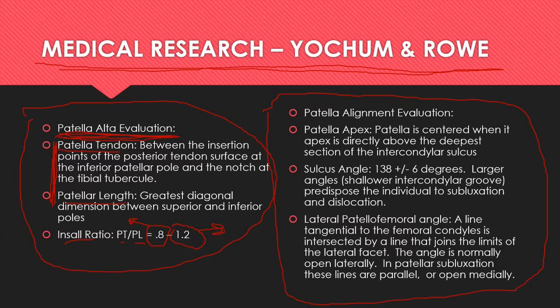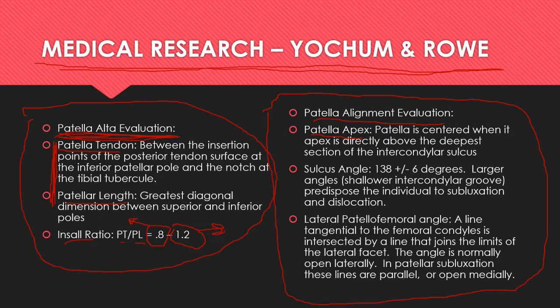So we know that patella alta is associated with patellar instability, and we now are going to assess our examinee's x-rays using these particular descriptors. Then we're going to do several other assessments to assess for trochlear dysplasia. We're going to do a patella alignment evaluation, such as measuring the patellar apex. Normally, the patella is centered when its apex is directly above the deepest section of the intercondylar sulcus, and I'll show you that. We're going to measure the sulcus angle to determine if this examinee has trochlear dysplasia.